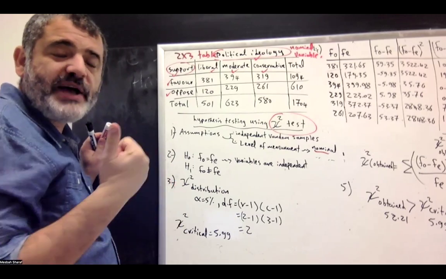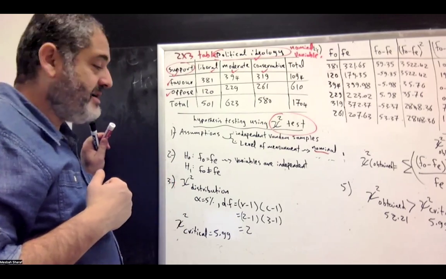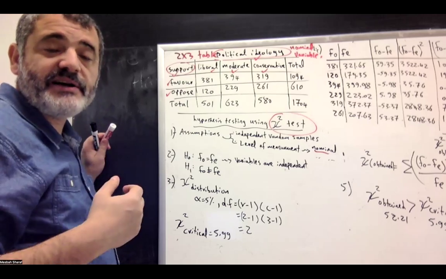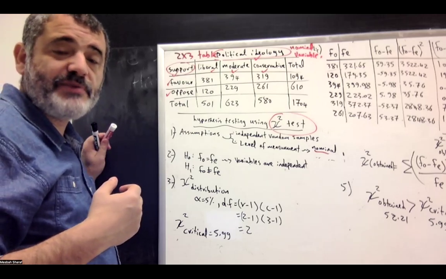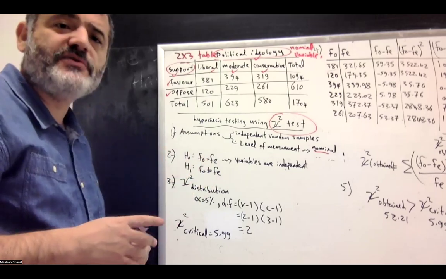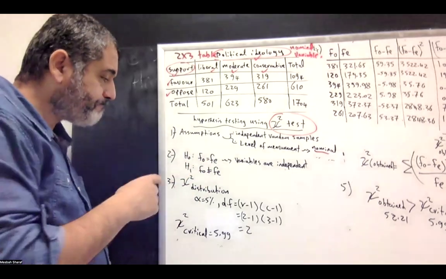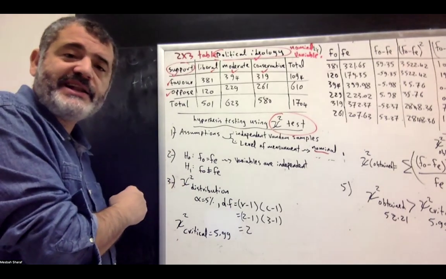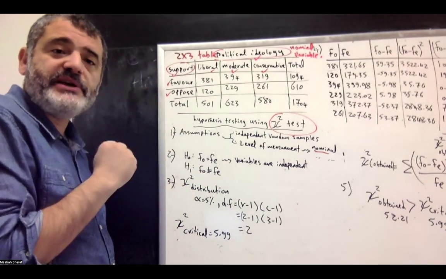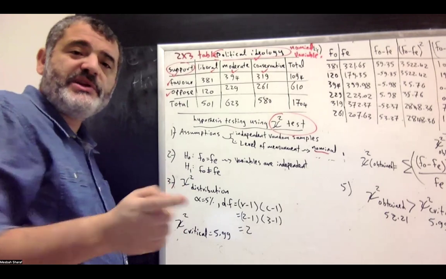So I need to go and get the chi-square critical value for us. There will be a chi-square critical table that will be given to you as part of the exam. To get that critical value, you need two things. You need to know the alpha. Usually alpha is 5%.